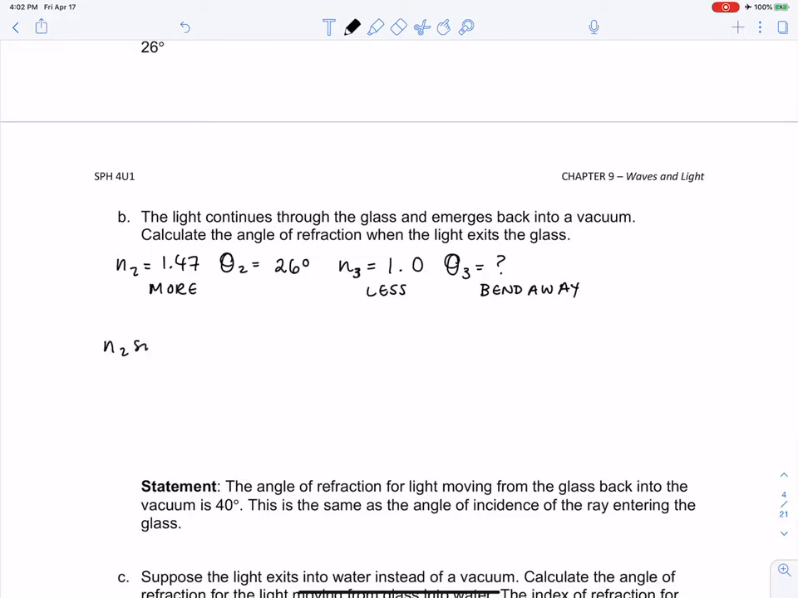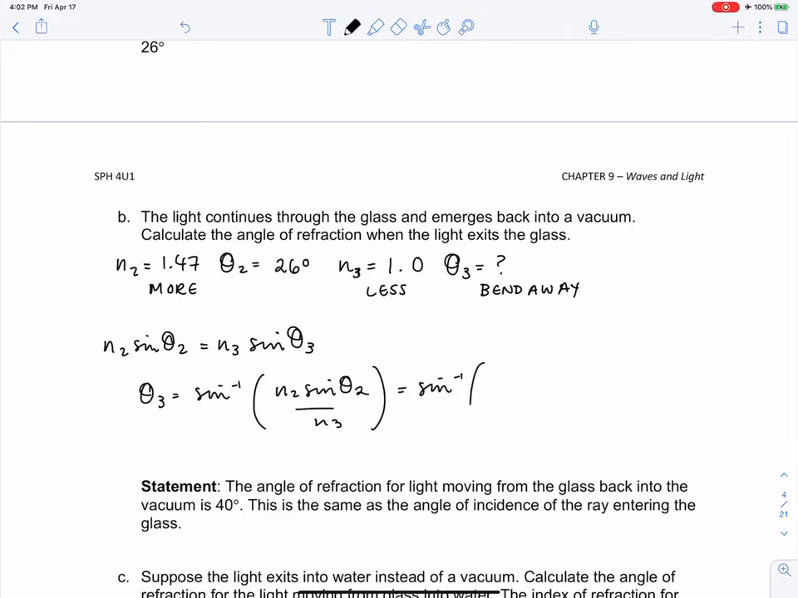So we can say n2 sine theta 2 is equal to n3 sine theta 3, and we're solving for theta 3. It's equal to the inverse sine of n2 sine theta 2 over n3. That's the inverse sine of, putting the index of refraction in here, 1.47 times the sine of 26 degrees, divided by the index of refraction for the vacuum, which is 1. If you punch this into your calculator, you get an angle of refraction of 40 degrees.